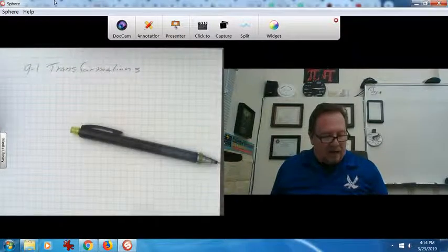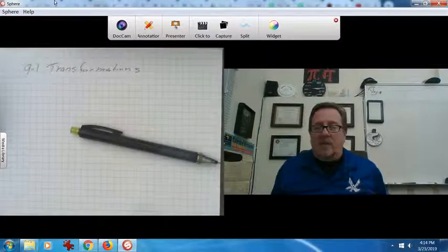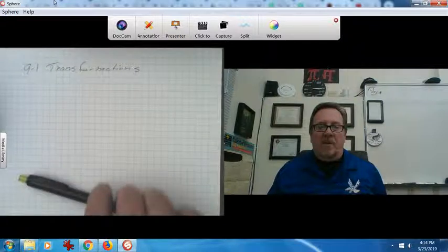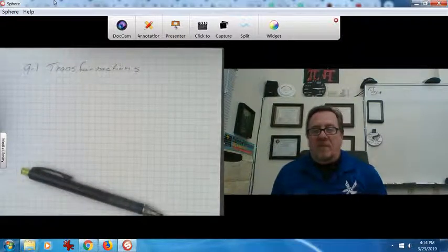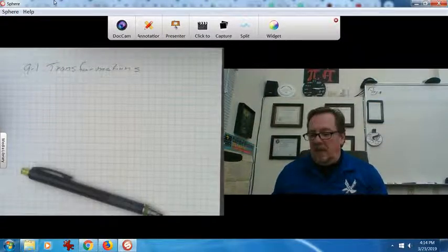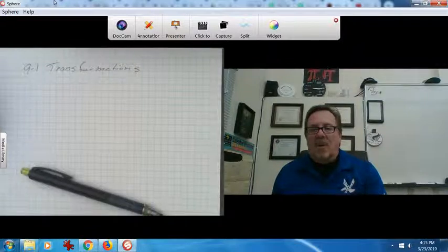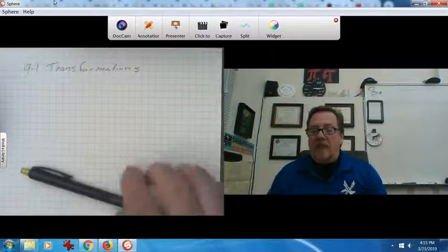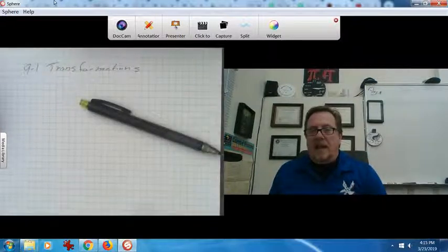Okay? Now, according to the book, before the thing is moved, and it could be a pencil, a square, or a triangle, before the object is moved, it's called the pre-image. That's before we slide it. And after we slide it, that's going to be called the image. Okay?